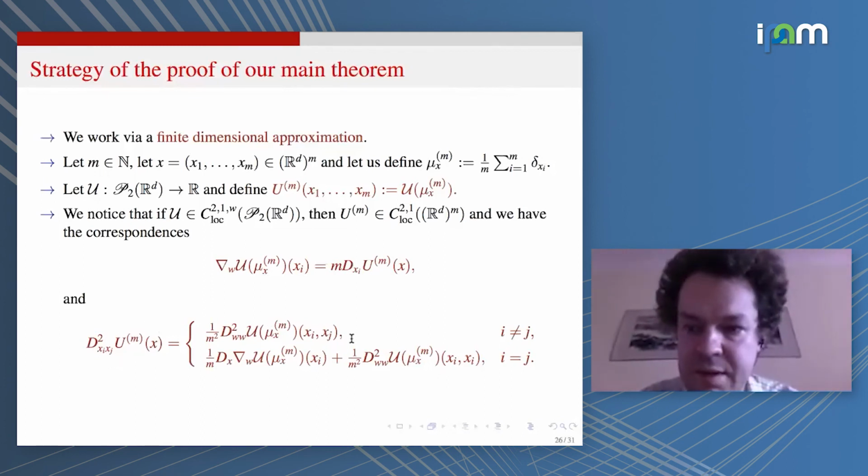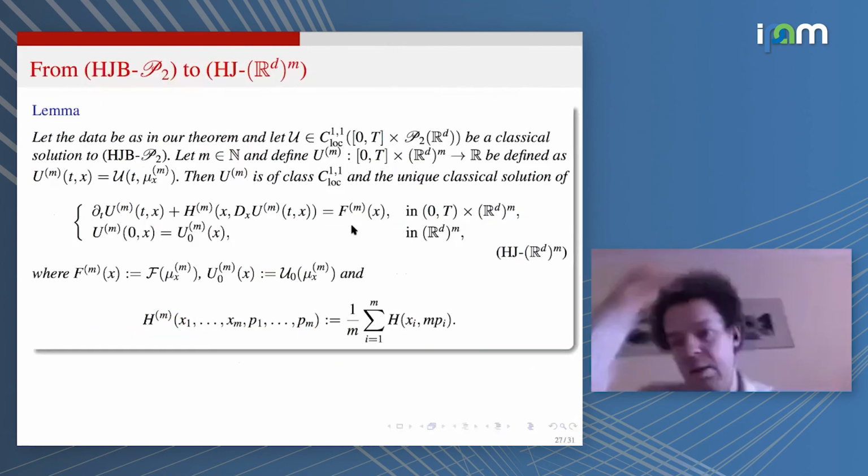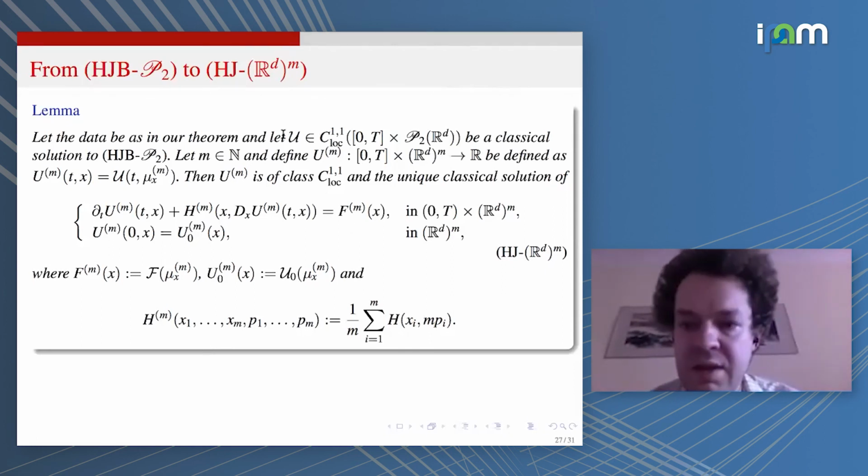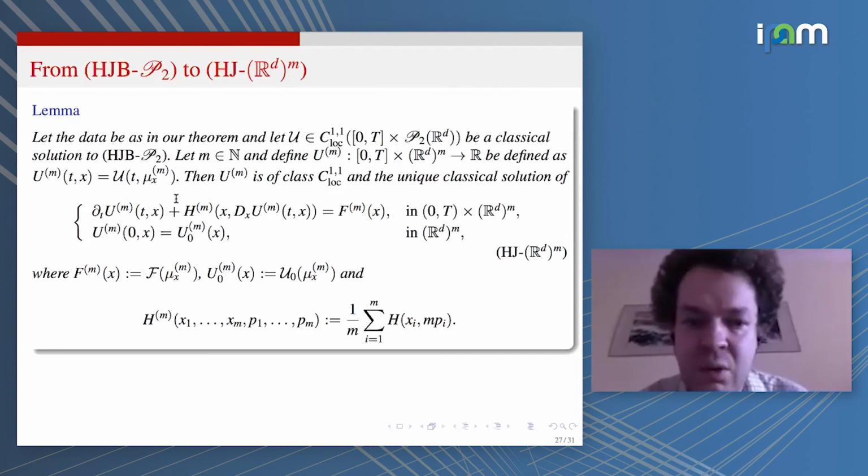second derivatives. So imagine that you have a function in this class, then you can write the finite dimensional second derivatives in this way. And moreover, we will know that if we work with the value function, which is C11 in the measure variable, the restriction function, which is on the finite dimensional setting, will be also C11 on R^{dm}. And in particular, it will produce a classical solution to the Hamilton-Jacobi equation, where we restrict all our objects. We are restricting U0 and we are restricting the Hamiltonian as well.